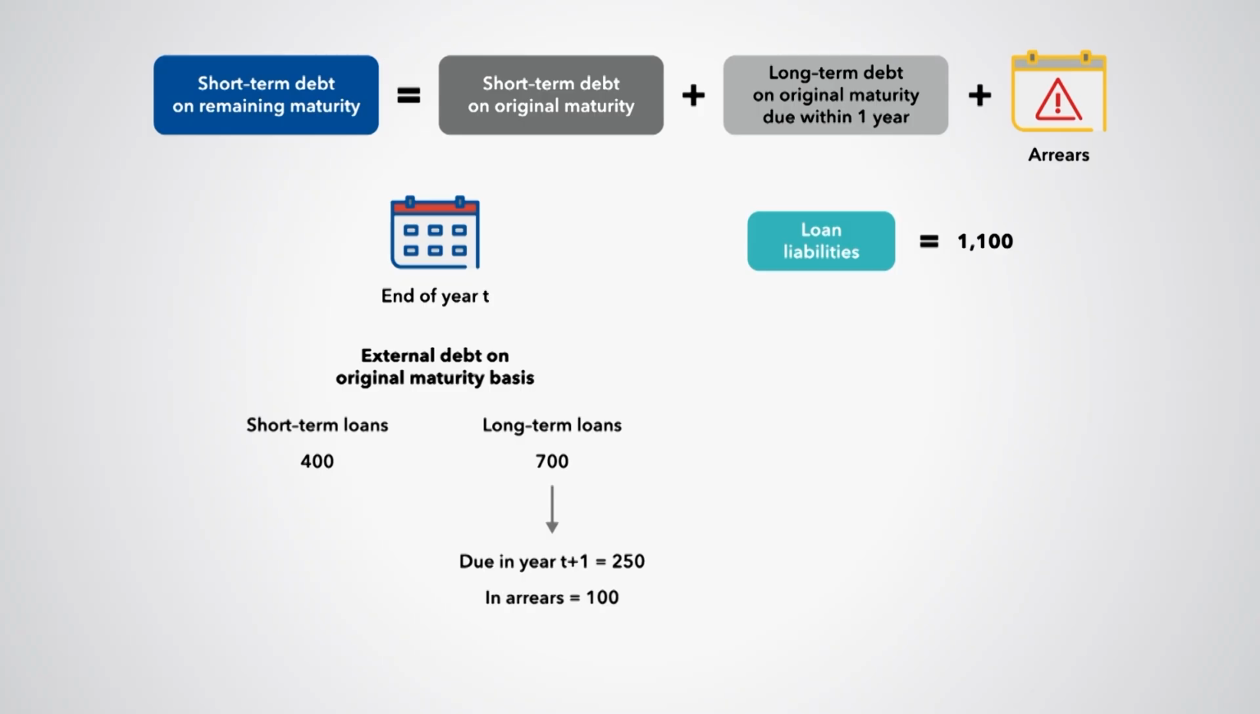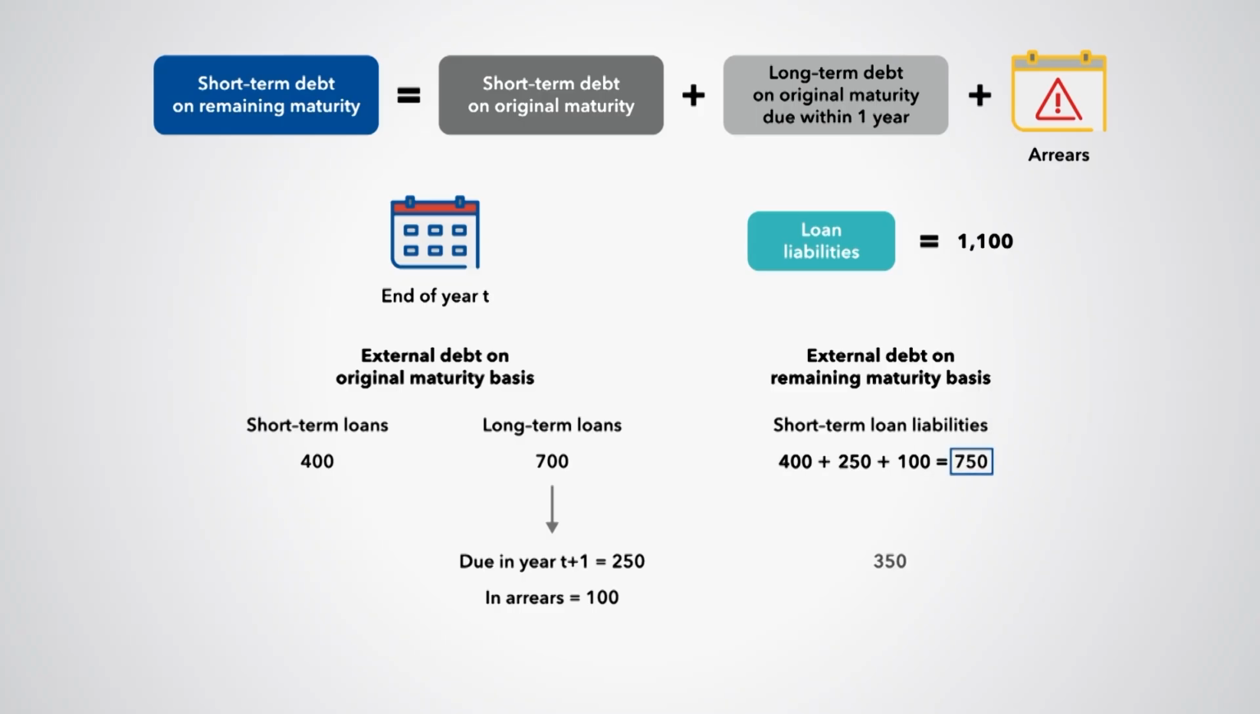To calculate the amount of short-term loan liabilities on a remaining maturity basis at the end of year T, we add to the amount of short-term loans on an original maturity basis, 400, the amount of long-term loans on an original maturity basis that are due within 1 year, 250, and the amount of long-term loans on an original maturity basis in arrears, 100. Consequently, the amount of short-term loan liabilities on a remaining maturity basis is 750.